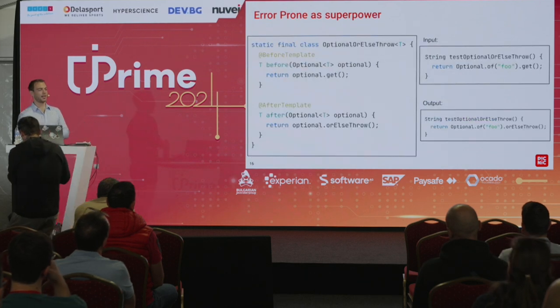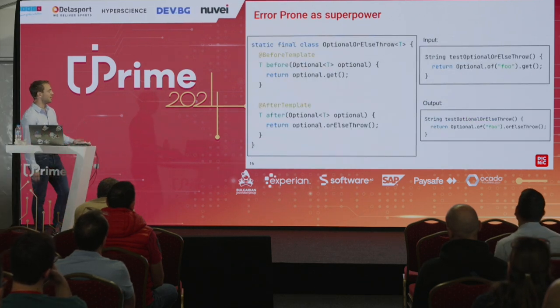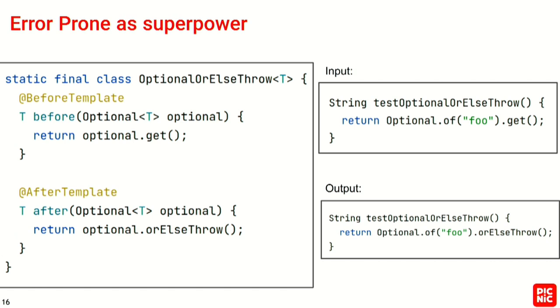Another one that helped us immensely is this simple refactor rule that rewrites Optional.get to Optional.orElseThrow. Because, well, Optional.get got introduced, many people started using this, but then orElseThrow got introduced, and it says, hey, please use orElseThrow.